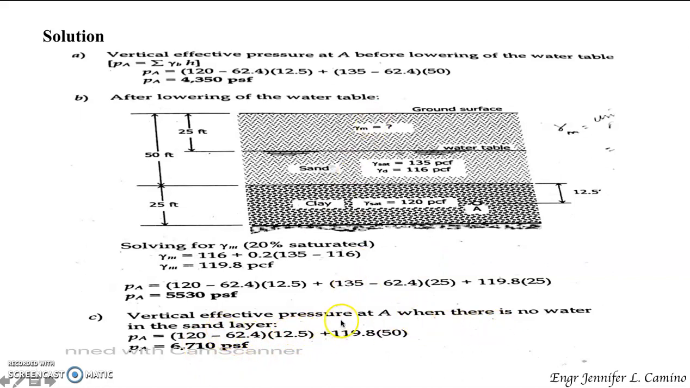Now, to get the effective stress at point A when there is no water table in the sand, you subtract total stress and the pore water pressure. So that will be 7,490 minus 780. The result is 6,710 pounds per square foot. So that is for this problem.